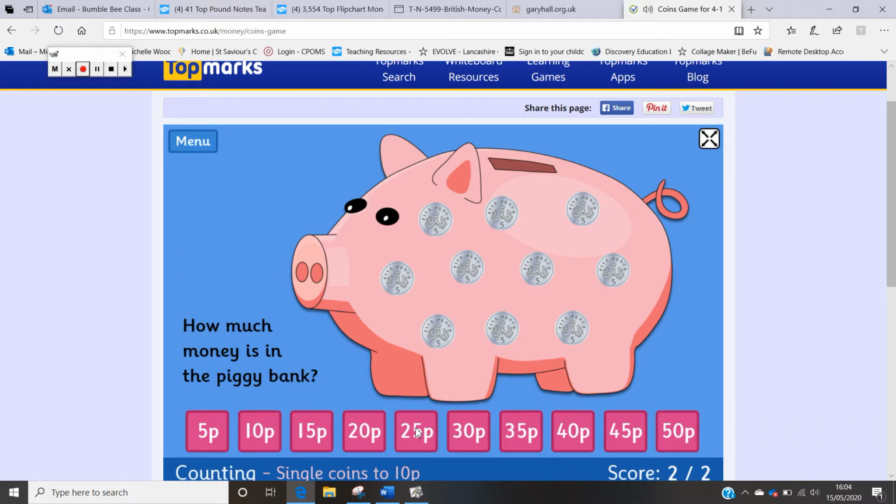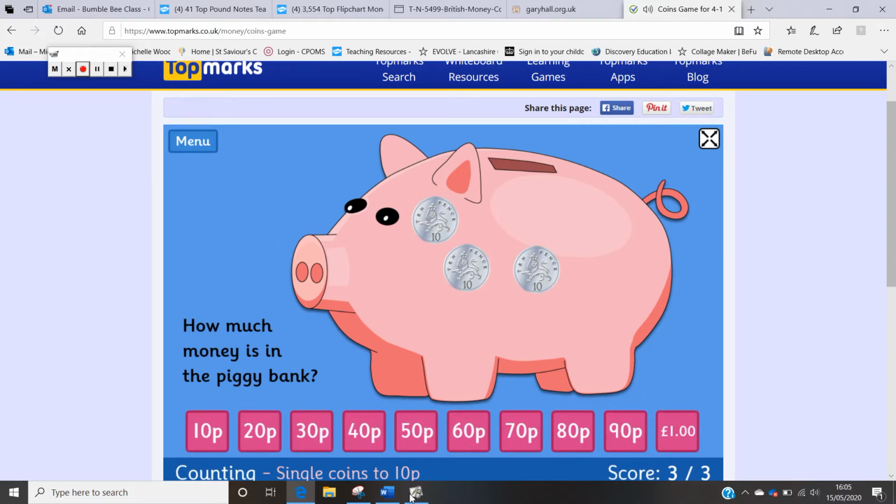So the last one we're going to look at, the coins have changed again. Now this time they are all exactly the same coin, but they are worth 5p. So we'll have a go at counting in steps of 5. So we've got 5, 10, 15, 20, 25, 30, 35, 40, 45, 50. So all together in my piggy bank, I have got 50p.